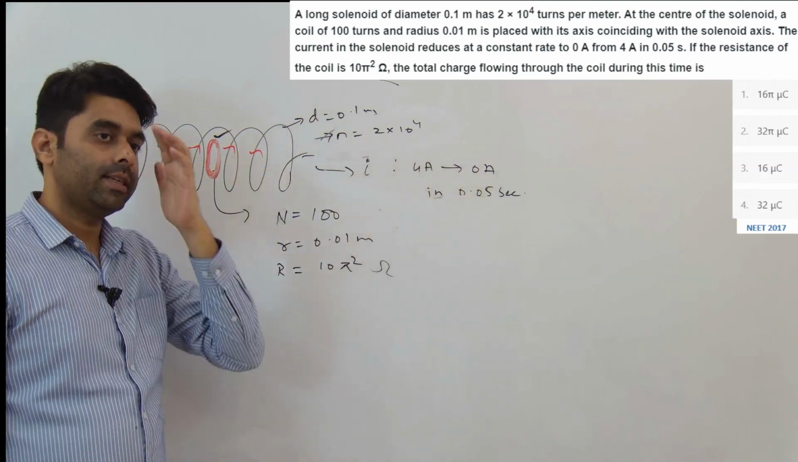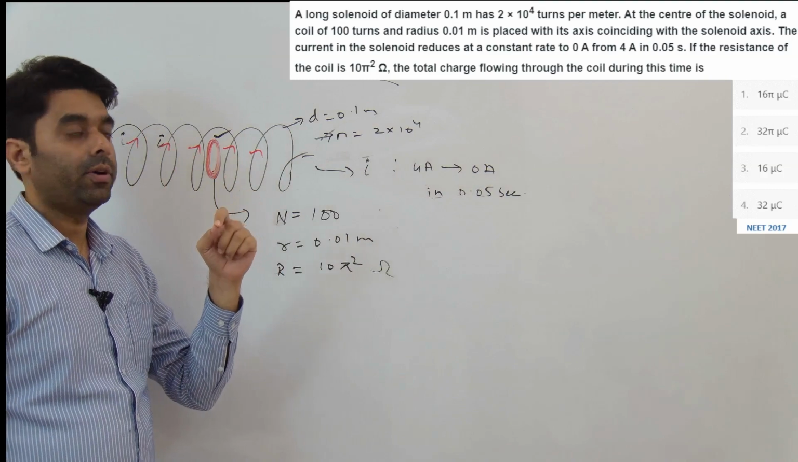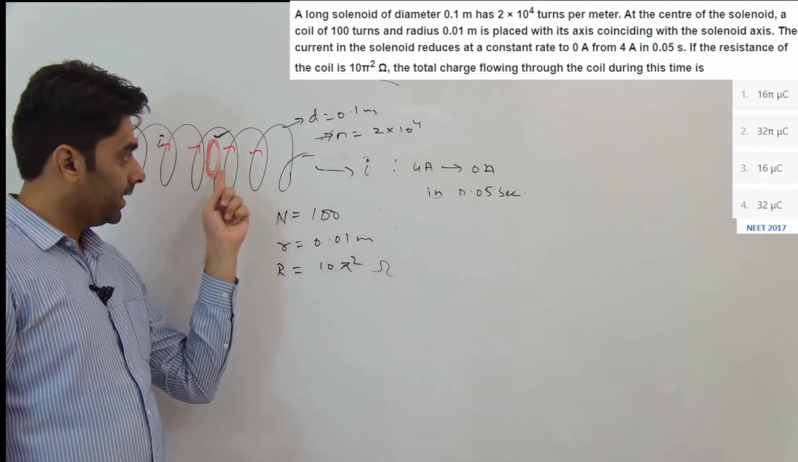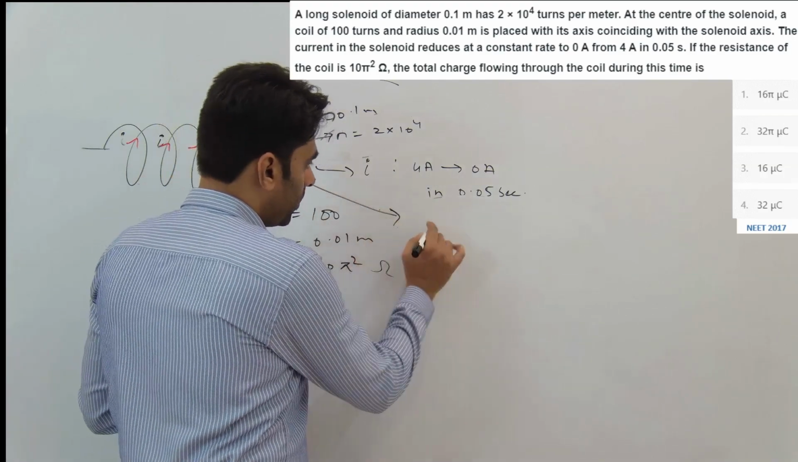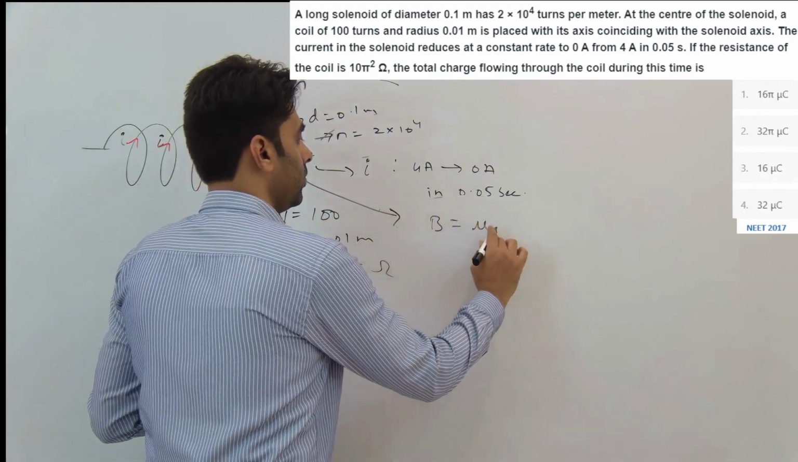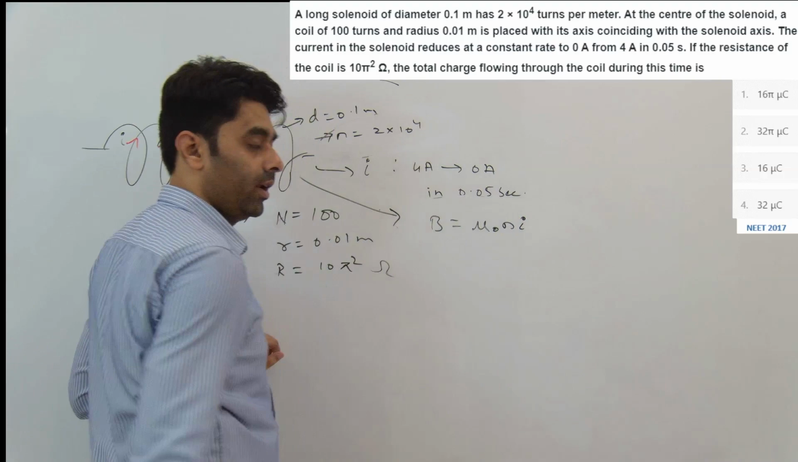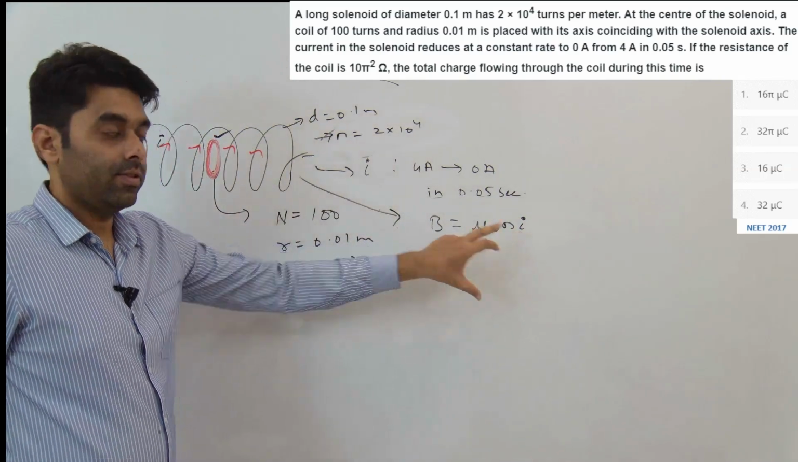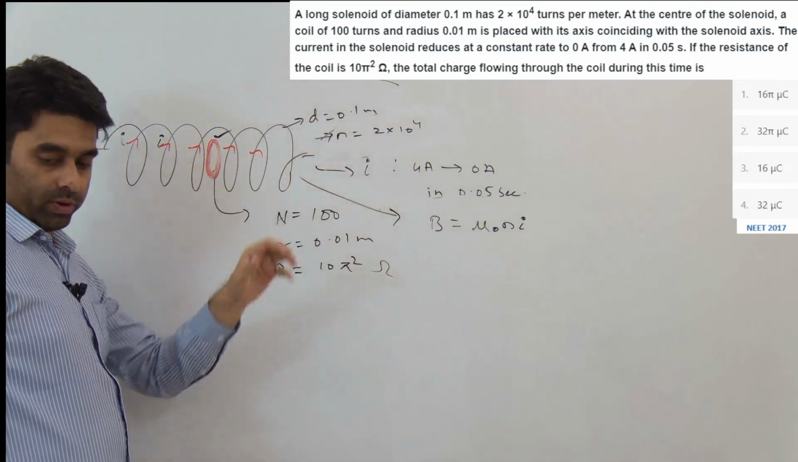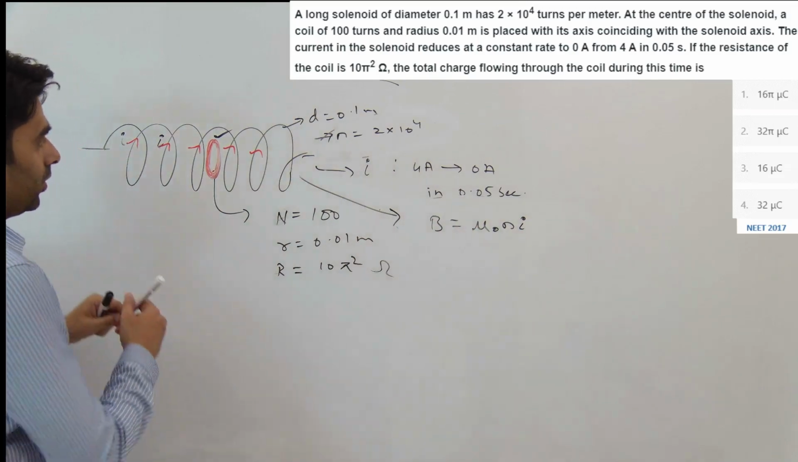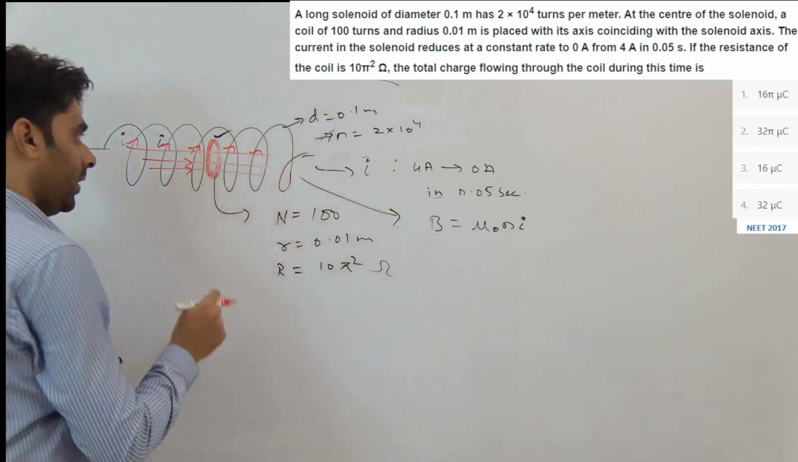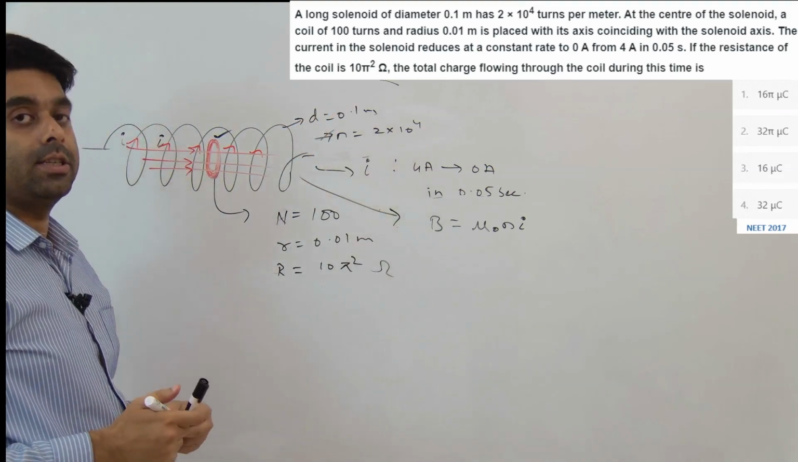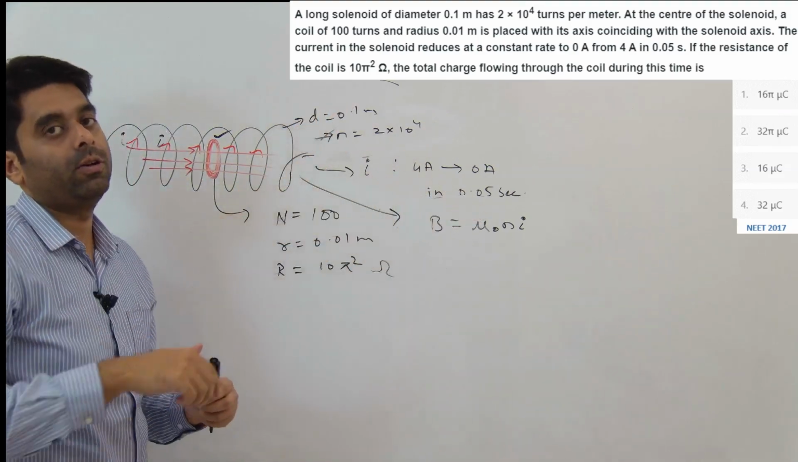If current is changing, as we know, a current carrying solenoid will produce magnetic field. If current is changing, magnetic field will change. First of all, how much is our magnetic field produced by solenoid? B is equals to mu naught N I, right? And as current will change, the magnetic field in a solenoid, your uniform magnetic field, is uniform mu naught N I, right? But current is changing, so obviously with time your magnetic field also changes.